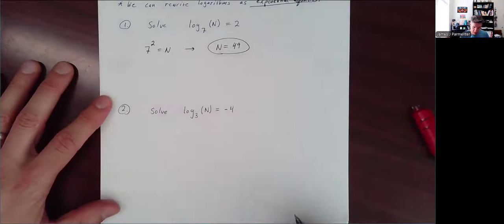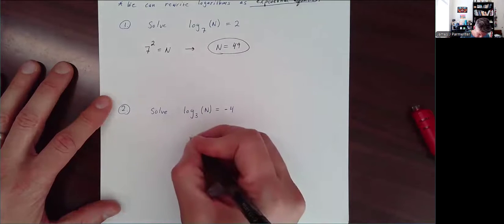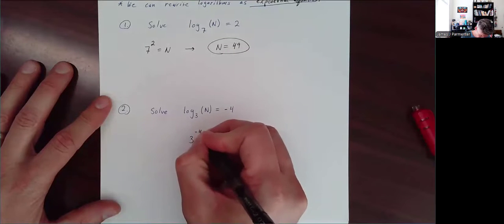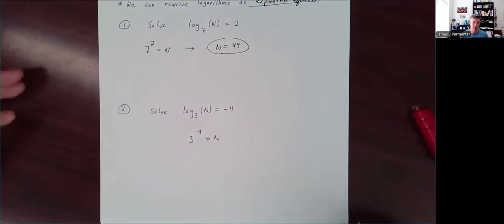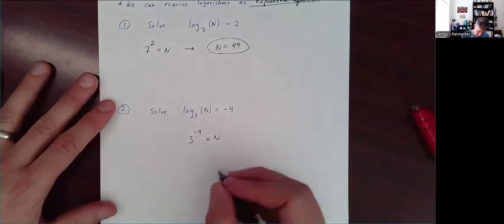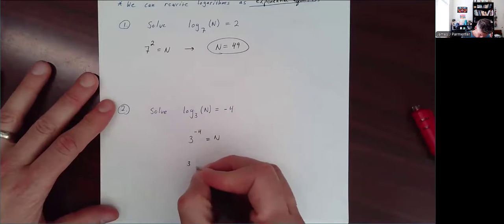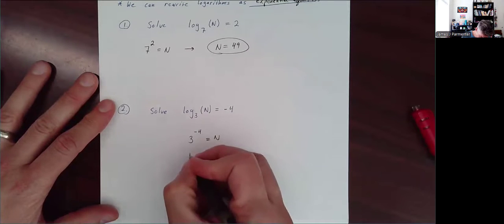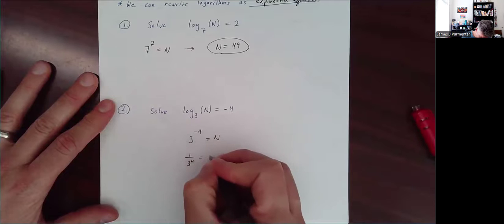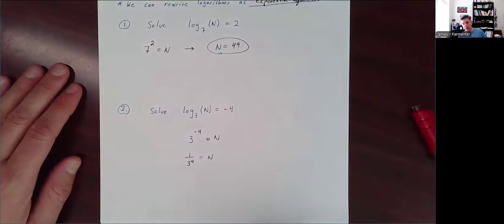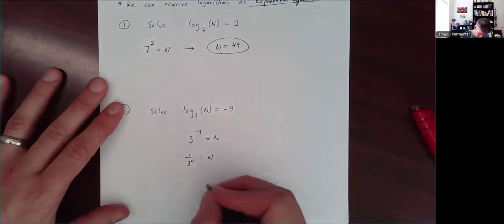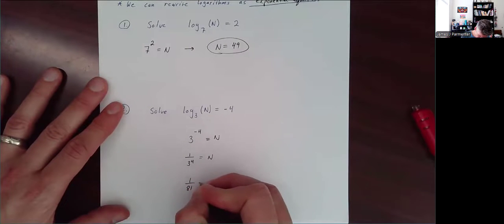Same deal here. I'm going to solve this logarithmic equation by rewriting it as the base raised to the exponent equal to n. Technically, you could leave it like that, but I really think we should simplify these. So I'm going to write this as 1 over 3 to the positive fourth is equal to n. And then 3 to the fourth is 3 times 3, which is 9, times another 3 times 3, which is 9, which is 9 times 9, which is 81. So we have 1 over 81 equal to n.